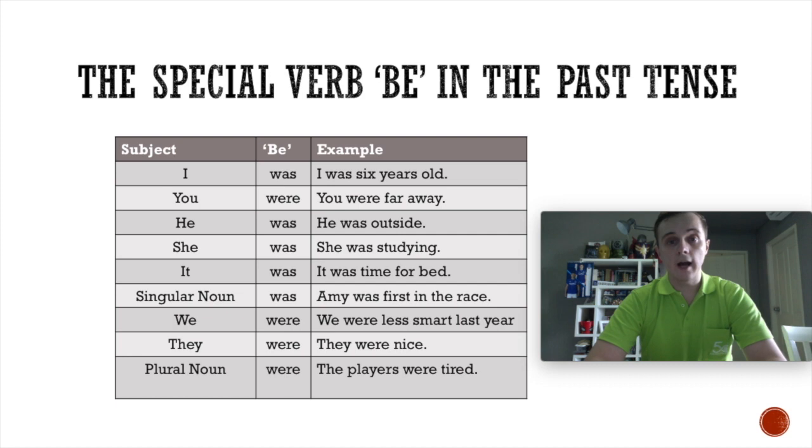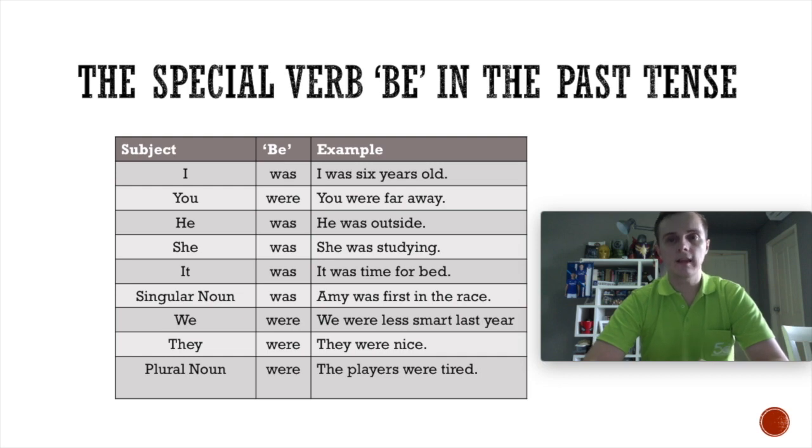For the pronoun I, we say was, like I was 6 years old. For the pronoun you, we say were, like you were far away. For he, she, and it, we say was again. So he was outside, she was studying, it was time for bed. We also use was when we have a singular noun, so one person, place, or thing. So Amy was first in the race.